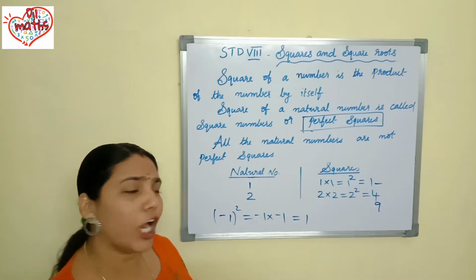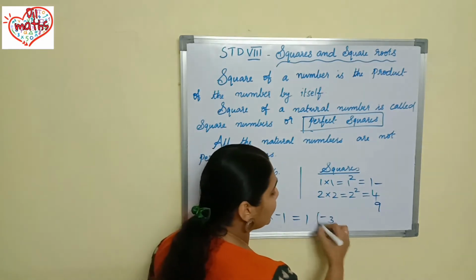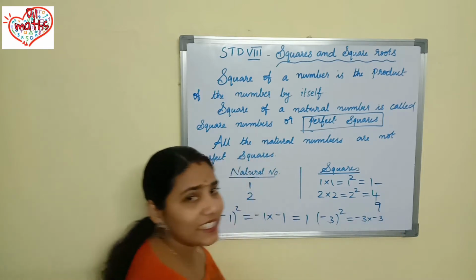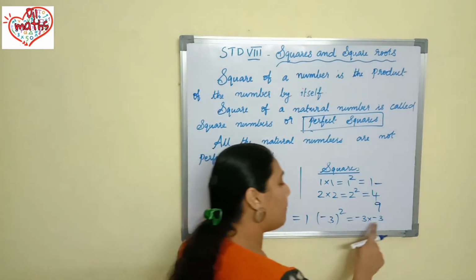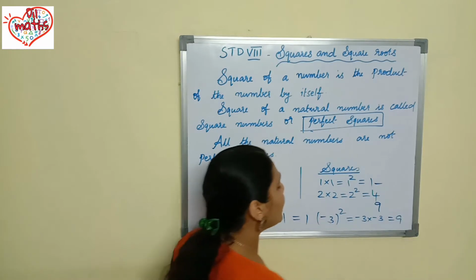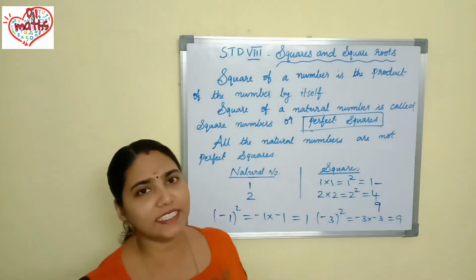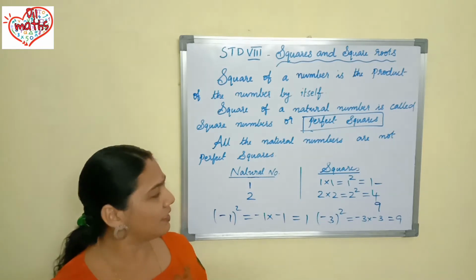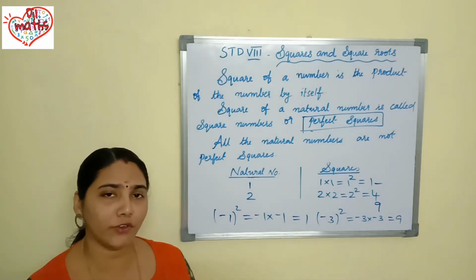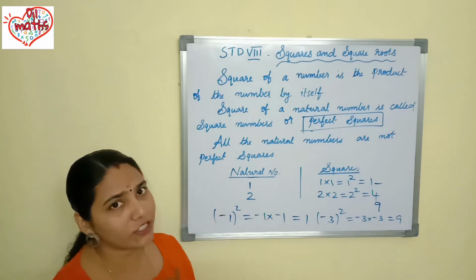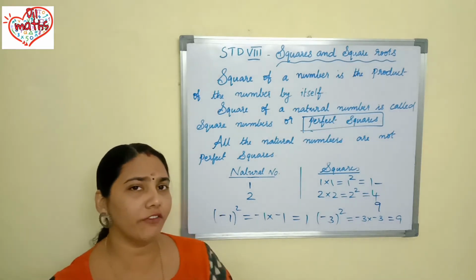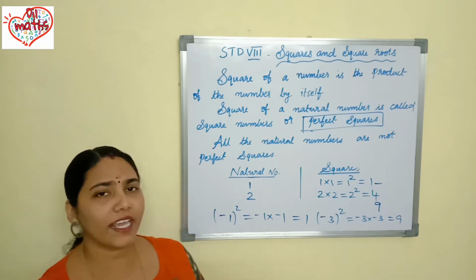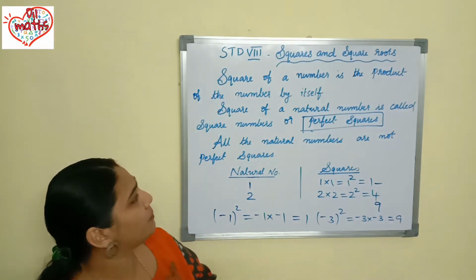Like that, if you are finding out minus 3 square, what should you do? You should multiply minus 3 by minus 3, then minus of minus will become plus, 3 3s are 9. You got the square of minus 3 as 9, isn't it? So like that, you can find out any number's square. If it is a larger number also, if you want to find out 25 square, what should you do? 25 into 25, then the result will be the square of 25, isn't it?